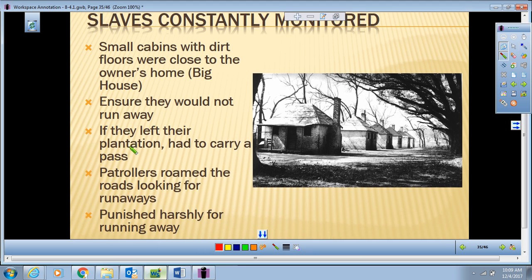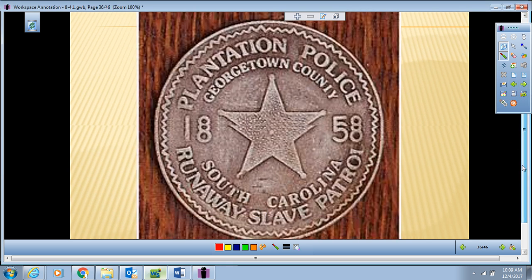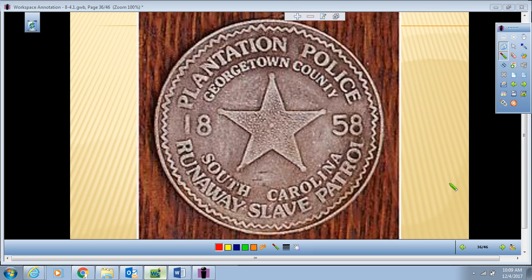Okay, here's where we are about patrollers. If the slaves left the plantation, they had to carry a pass. Patrollers roamed the roads looking for slaves. The slave cabins were close to the owner's home, but I'm going to get to that in a minute. This is what I found today, which was crazy. They had official badges. What county is it from? Georgetown County. Yeah. Now that's where Brookgreen Gardens was. It was on the coast. It's probably considered the low country. But yeah, I mean, even these patrollers, like the guy just drawn on a horse, they were official, almost police.